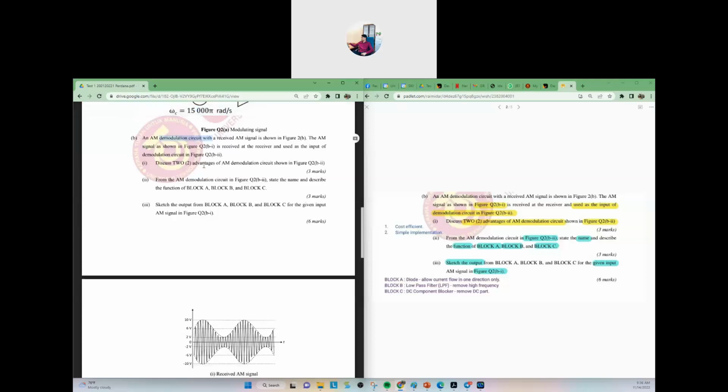Discuss two advantages of the AM demodulation circuit as shown here. So what is the advantage? Can you tell me? Oh, cost efficient, simple. Okay, so the cost, you see, this is a simple circuit, you just have to use this. And then it is simple implementation. You see, there is actually only this.